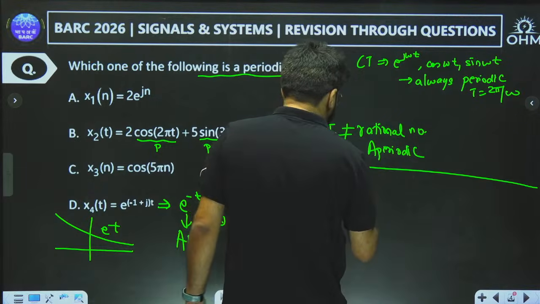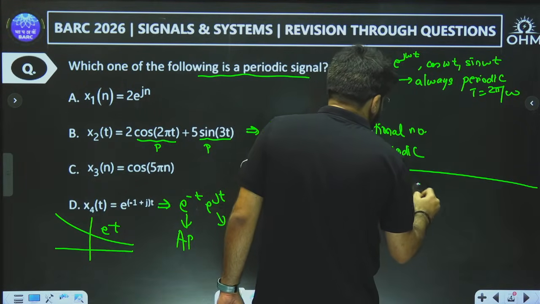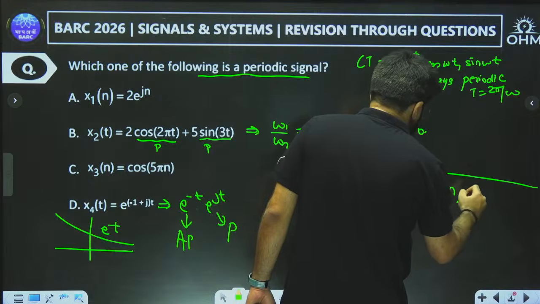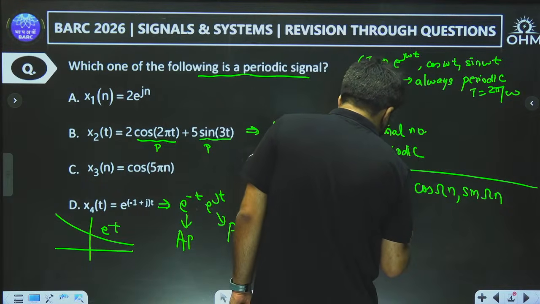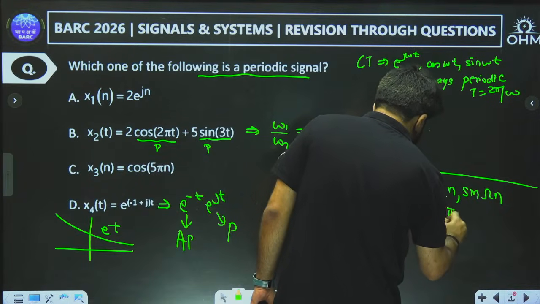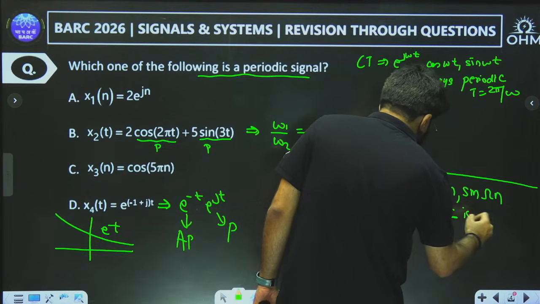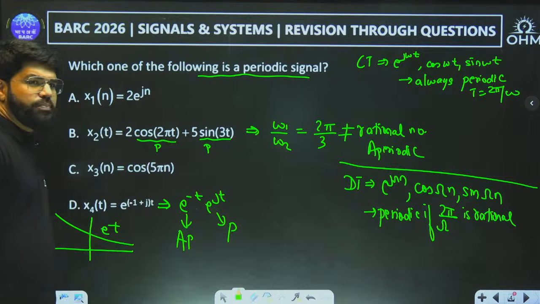Now in the DT domain, same thing. When you say in the DT domain, e power j omega n, cos omega n, sin omega n, they are not always periodic. They are periodic if and only if 2 pi by omega is rational, otherwise they cannot be periodic.